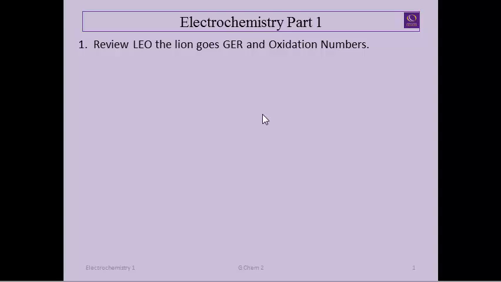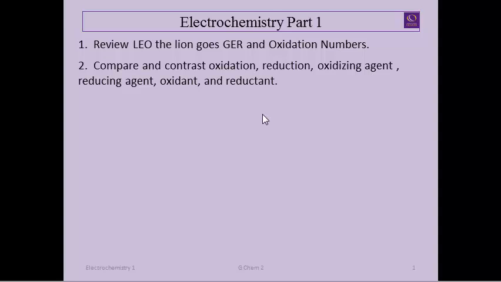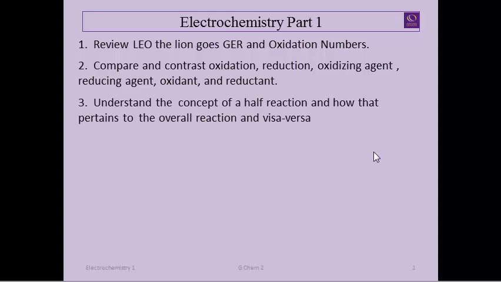should have learned in General Chemistry 1, such as LEO the lion goes GER, kind of a mnemonic to understand which species is being oxidized and which is being reduced. The concept of calculating the oxidation number to track which species is being oxidized or reduced. Comparing oxidation and reduction, the verbs, as well as the names oxidizing agent, reducing agent, oxidant, and reductant.